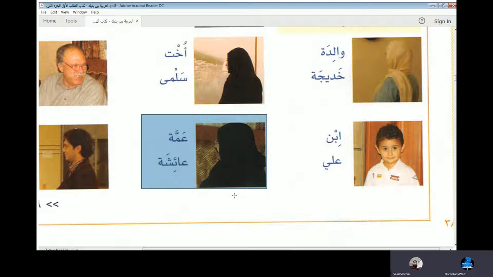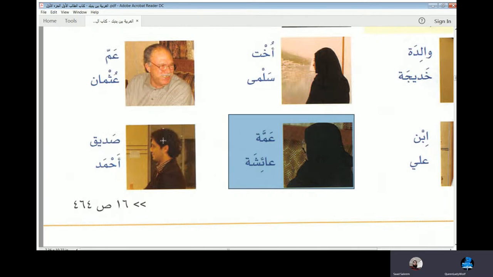Can we break that down for a minute? When we say this is his aunt Aisha, ammatuhu. Okay, so that's where that came in. Hazihi ammatuhu Aisha. This is his aunt Aisha.